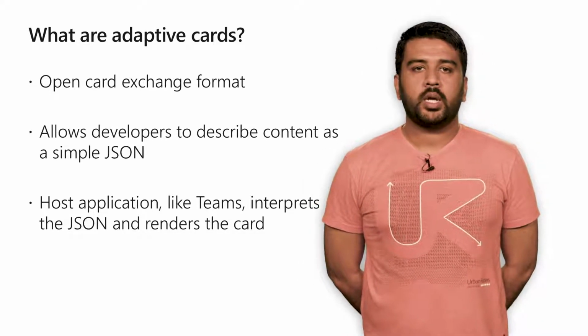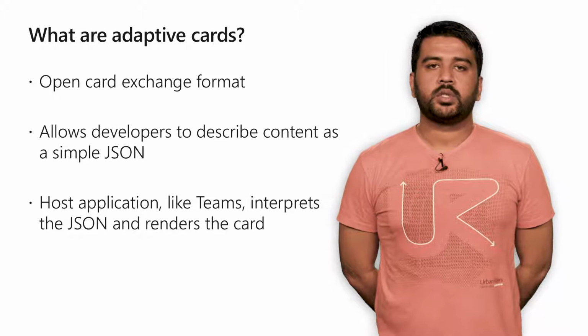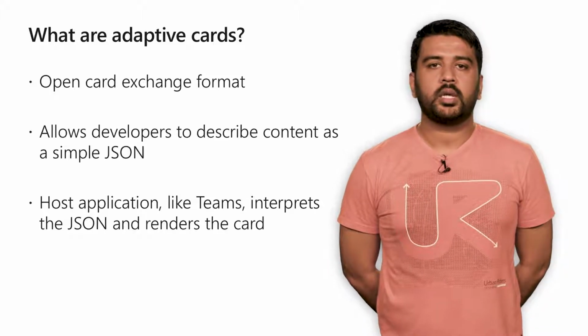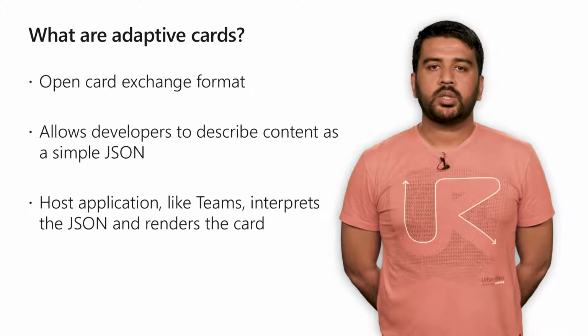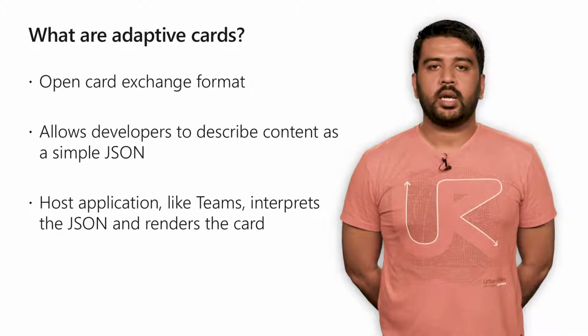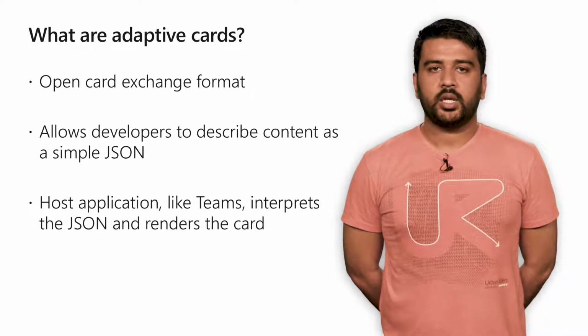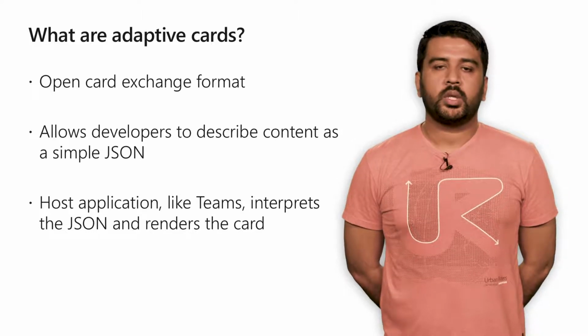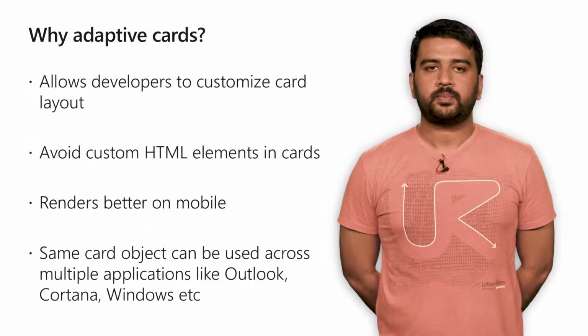Adaptive cards are an open card exchange format that enables developers to exchange UI content in a common and consistent way. It allows card authors to describe their content as a simple JSON object, and the content can be rendered natively by an application like Teams to keep it consistent with the look and feel of Teams.